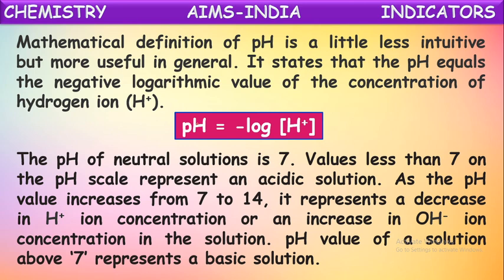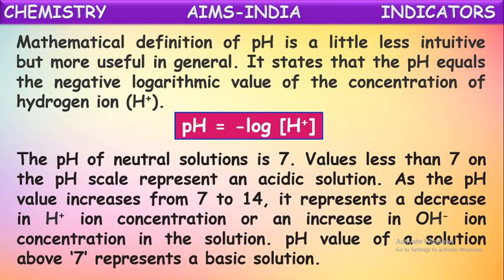The pH of neutral solution is 7. The value less than 7 on the pH scale represents an acidic solution. As the pH value increases from 7 to 14, it represents a decrease in H plus ion concentration or an increase in the OH minus ion concentration in the solution. That means basic nature. The pH value of a solution above 7 represents a basic solution.